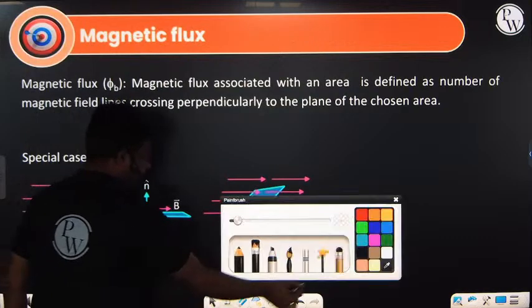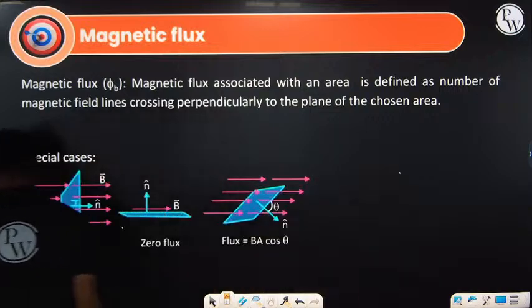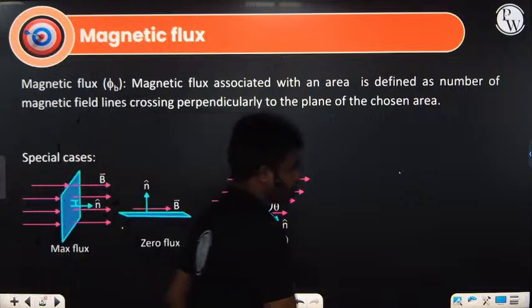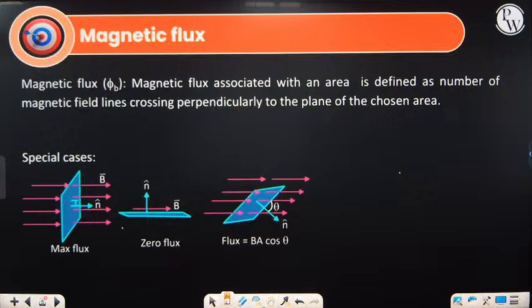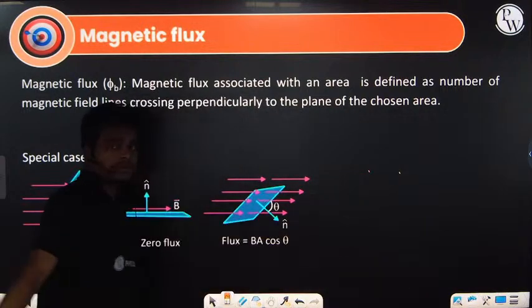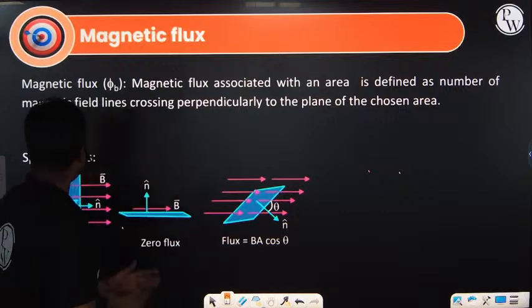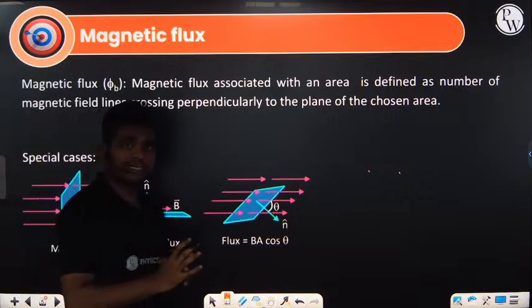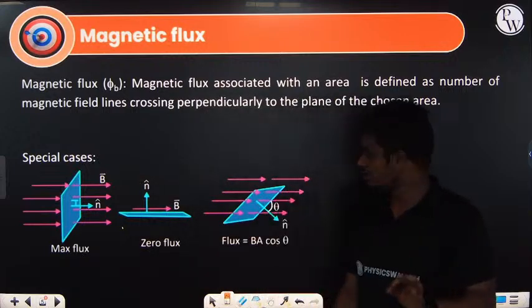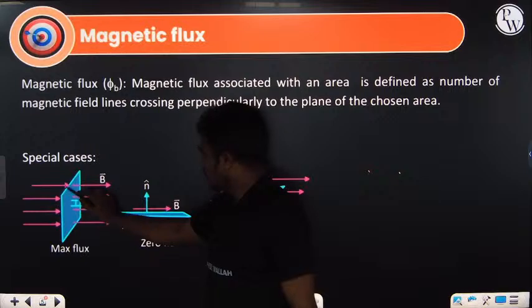So magnetic flux, what do you mean by magnetic flux? It is a physical quantity which is proportional to the number of magnetic lines passing through a given area perpendicular to it.